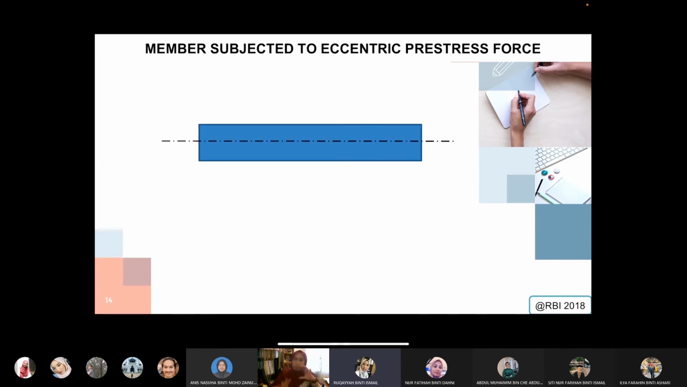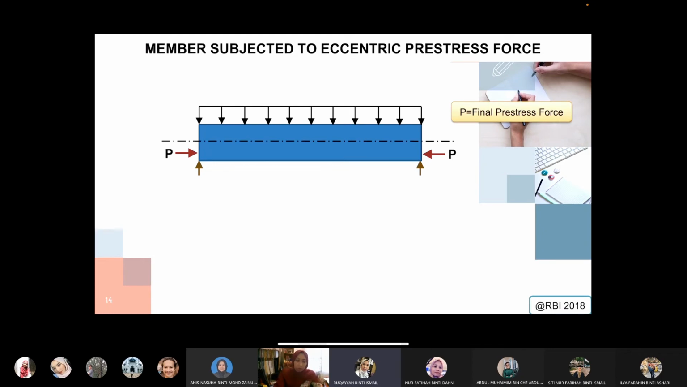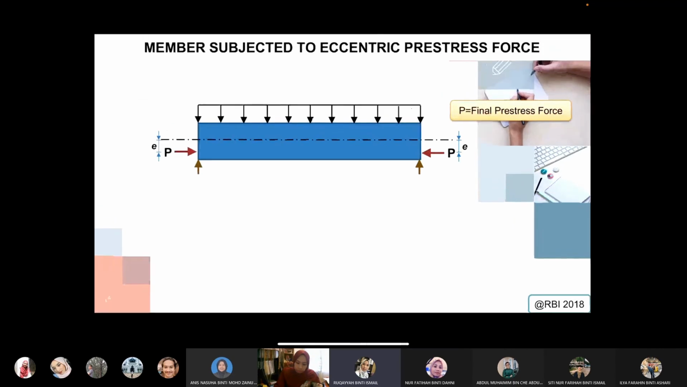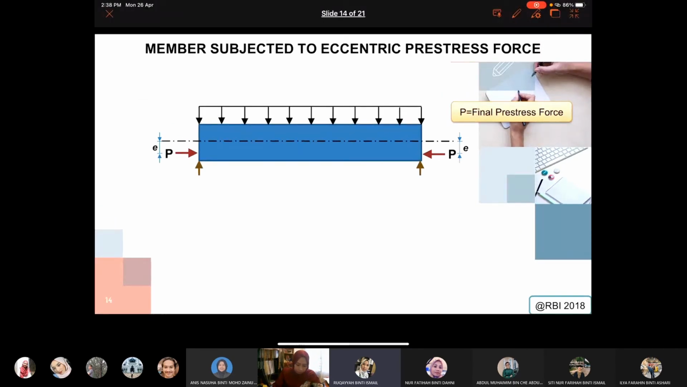So let's take a look at the beam. The formation of the beam is still the same, still a rectangular beam. You have a UDL on it. The only difference will be the position of the P, the position of the tendon, which gives you a slight distance. You will see the e, the eccentric position of your tendon.